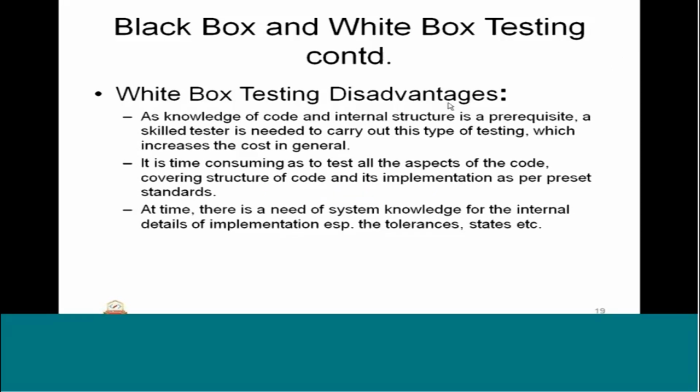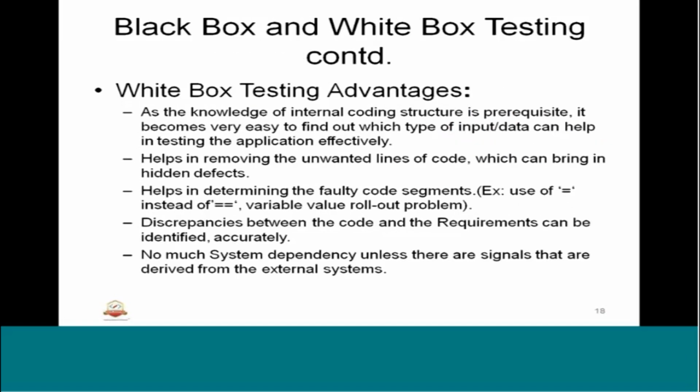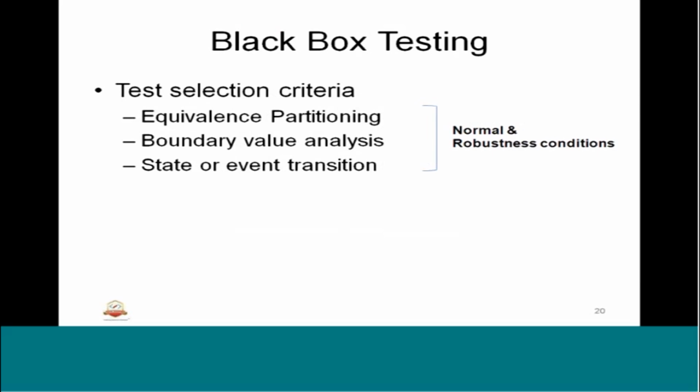Okay. Next, we understood the white box disadvantages, advantages, black box advantages and disadvantages. Having understood the black box and white box testing terminology, these are under dynamic testing. Now we'll come to the test selection criteria for the dynamic testing of the black box. What are those? So equivalence partitioning is one of the test selection criteria. Boundary value analysis, state or event transition. These three categories are used for test selection criteria.